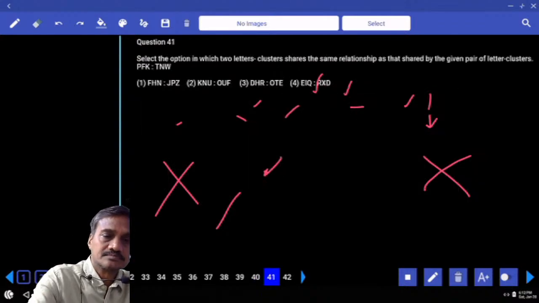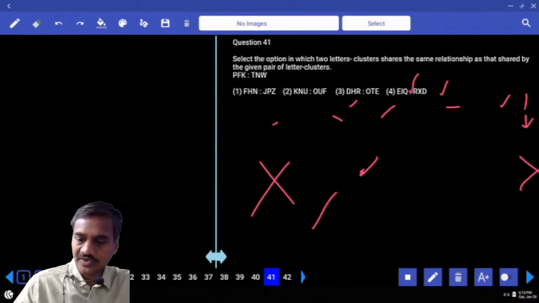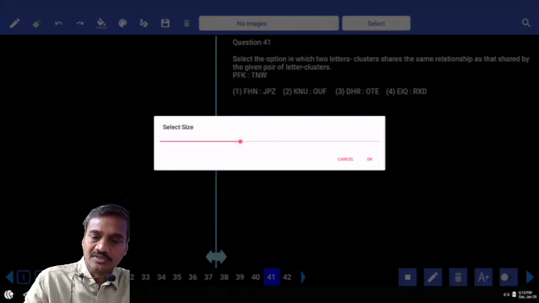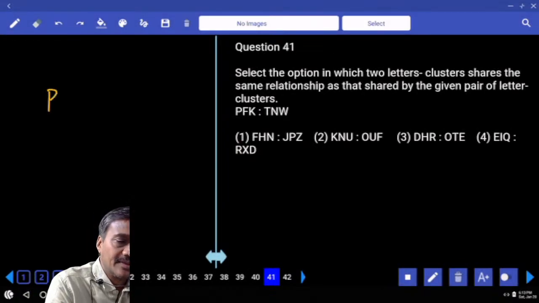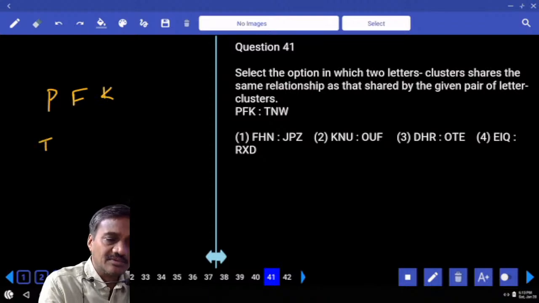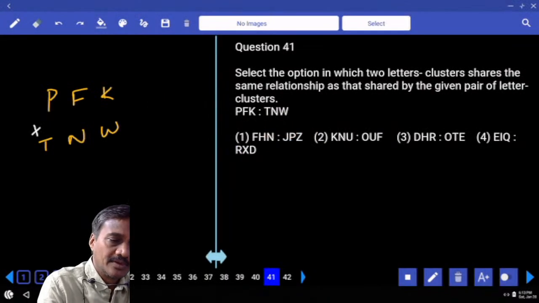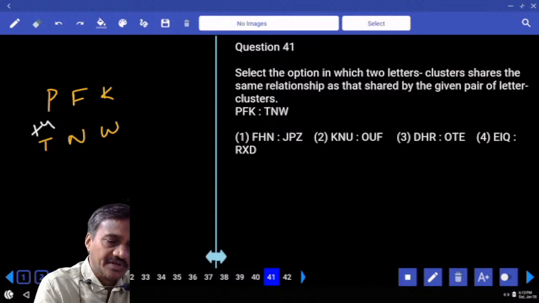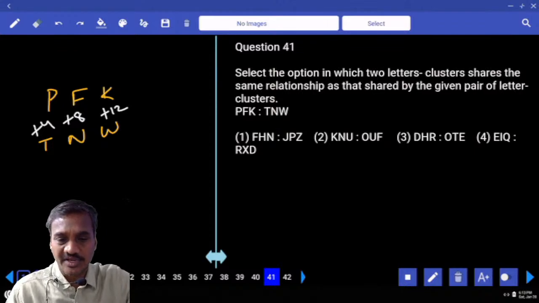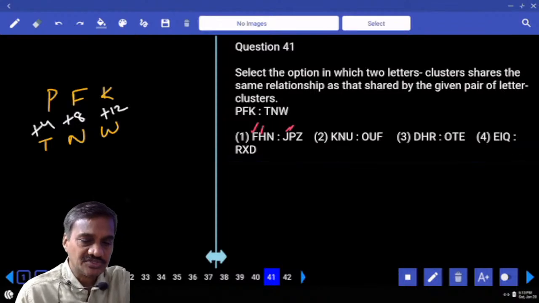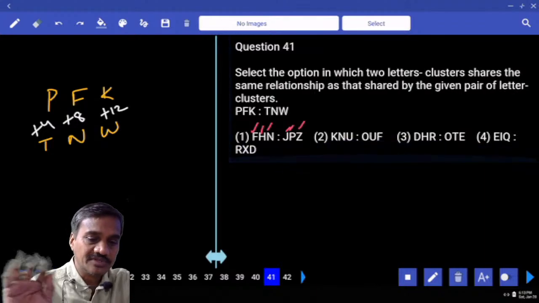Then 41. Now in this 41, select the option which shares the same relation as the given pair. Now we need to find out the similar pair. Now P, F and K, and T, N and W. And P and T, what is the difference? 16 and 20, the difference is how much? Plus 4. And here 6 and 14, the difference is 8. 11 and 23, difference is 12. Now the difference between the elements is 4, 8 and 12. And similarly here 6 plus 4, 10, and 8 plus 8, 16, and 14 plus 12, 26.